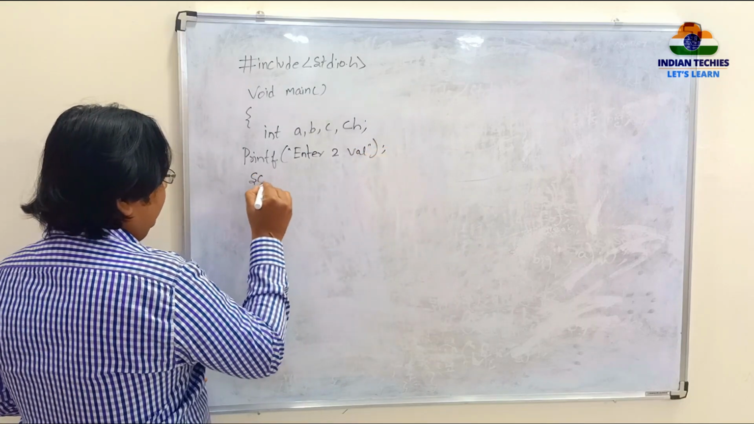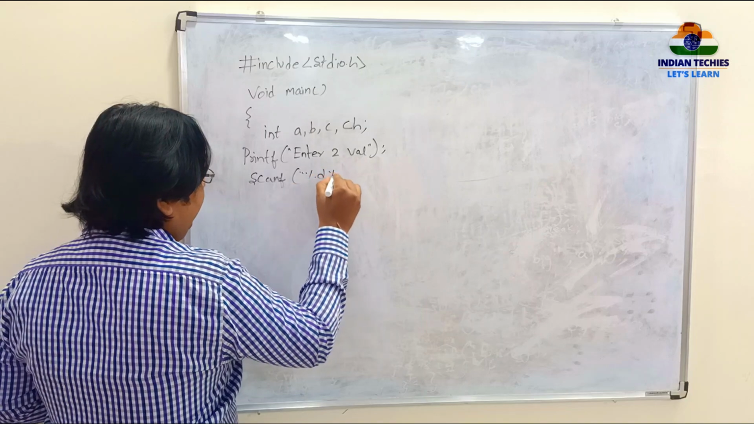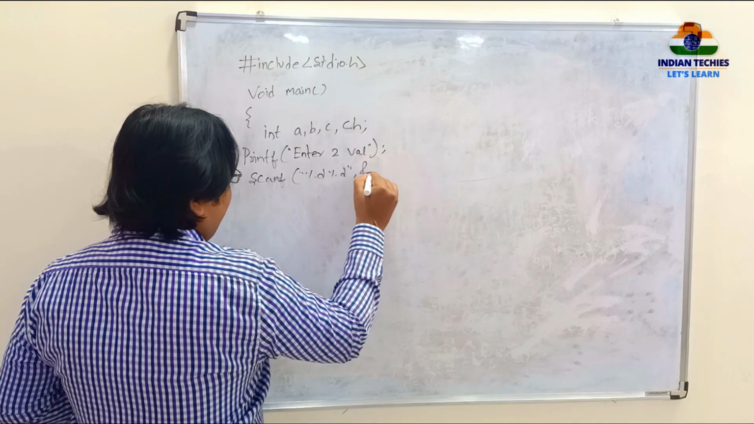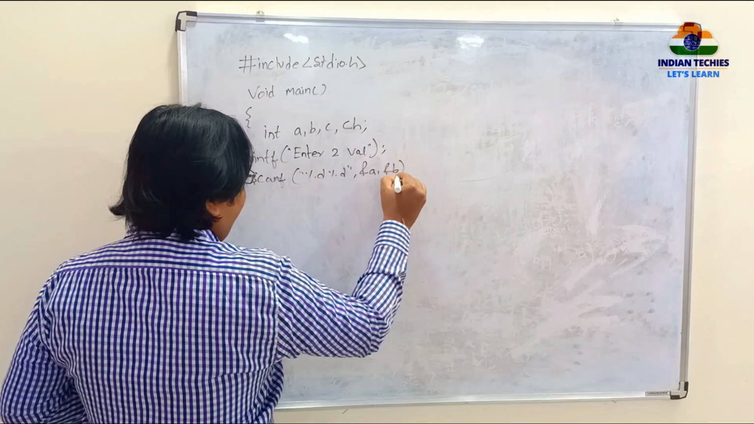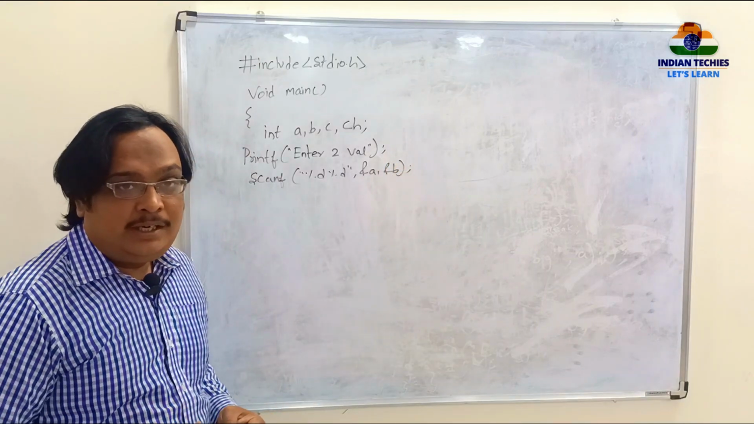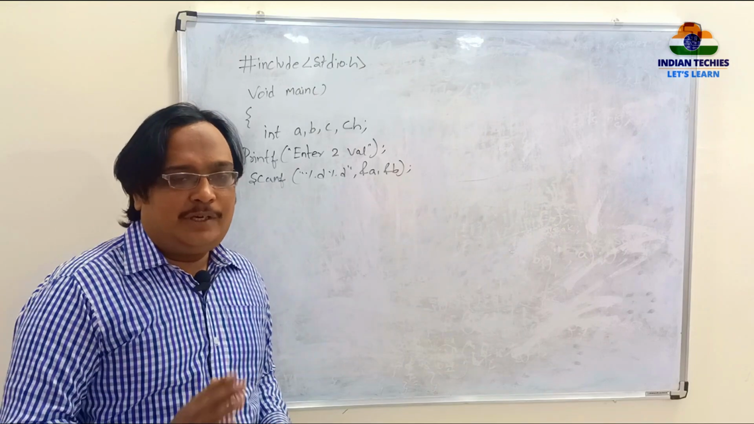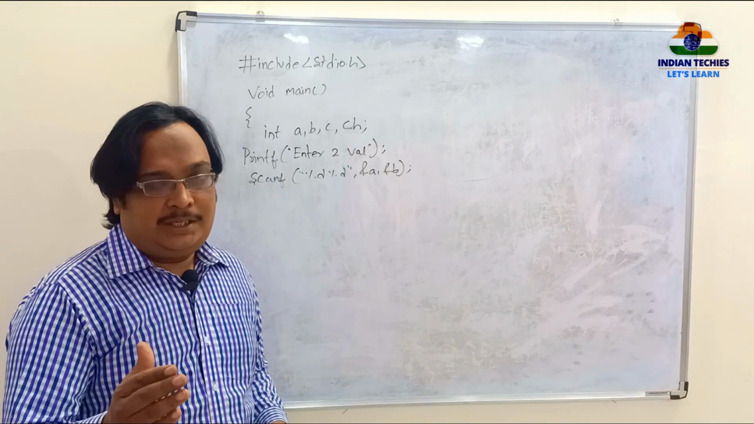Next, scanf, since the two are integers, %d, &a, comma, &b. Now I have taken input of two numbers. Fine. Next, since you are writing the program, you know that 1 means addition, 2 means this, 3 means that.